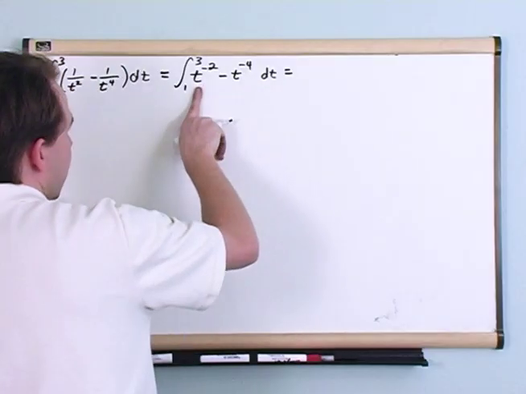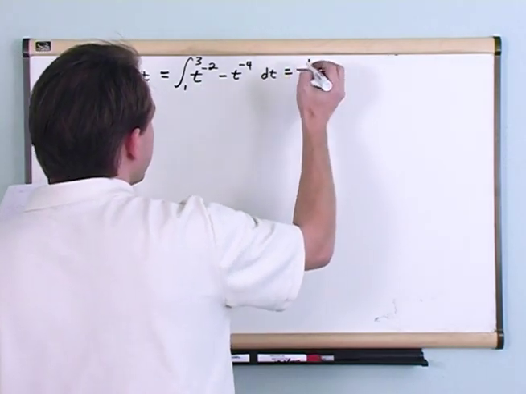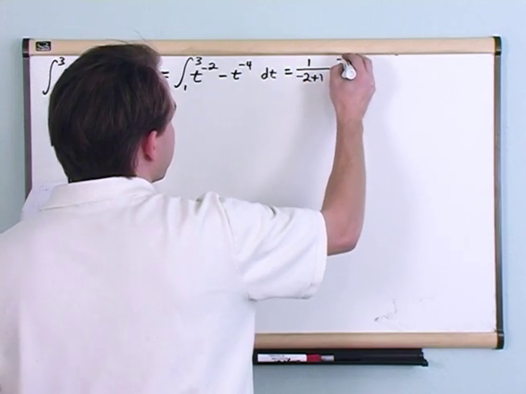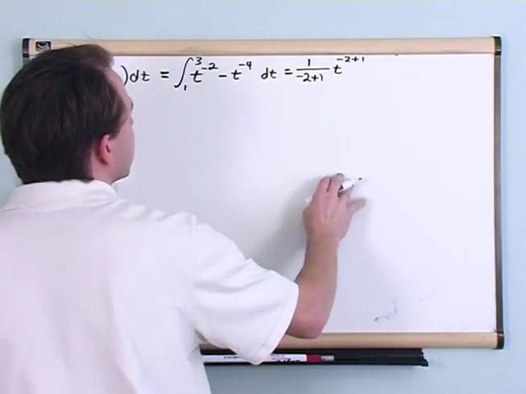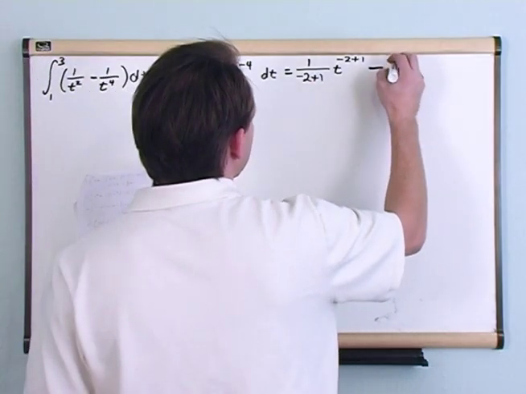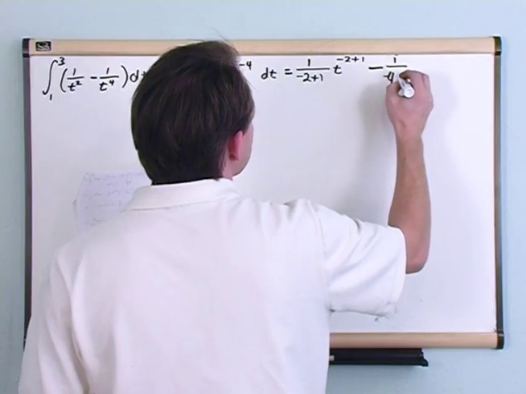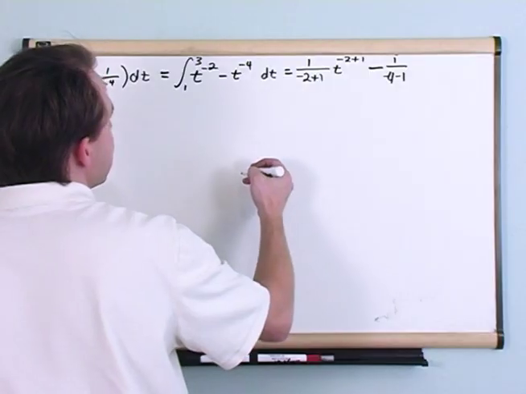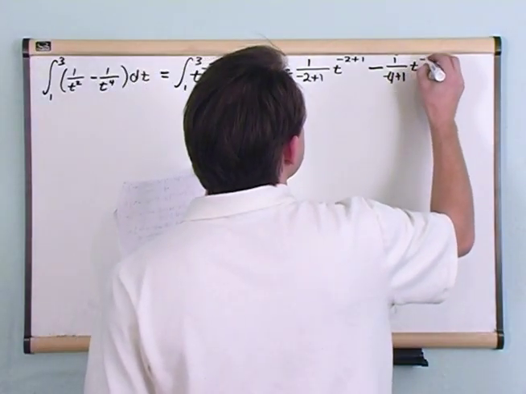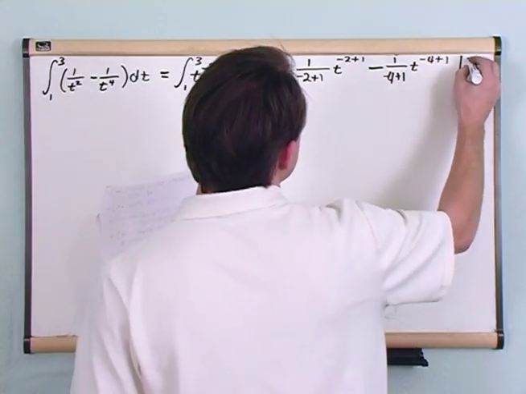Now, in order to apply the rule, I do it the same way as I did before. No big deal. 1 over minus 2 plus 1 times t to the minus 2 plus 1, minus the second term, which is 1 over negative 4 plus 1, I'm sorry, negative 4 plus 1 is what we're doing when we integrate, times t to the negative 4 plus 1. And this whole thing has to be evaluated from 1 to 3.